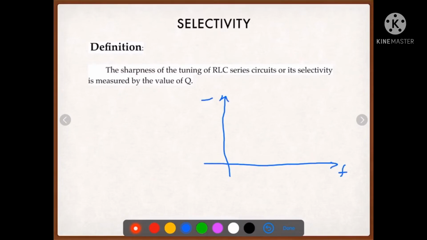First I will draw a response curve. This is your response curve for a series resonance circuit. Okay, this is between F and I. This is known as the response curve. So if the quality of a circuit is good, then it will have a sharp curve like this. And if the quality of the circuit is low, then it will have a flat curve like this.